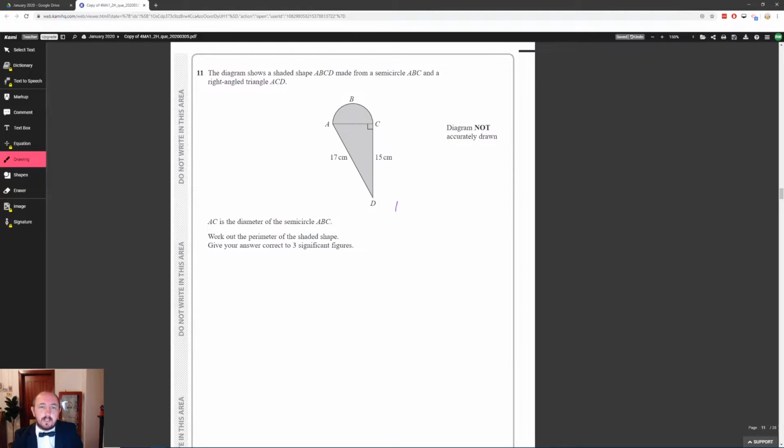Okay, in this question then, AC squared is going to be equal to 17 squared minus 15 squared, which equals 64. So AC is going to be 8 centimeters, and that's the diameter of this circle. So we're going to halve that, let's say, put a midpoint in here. So AM is going to be 4 centimeters.